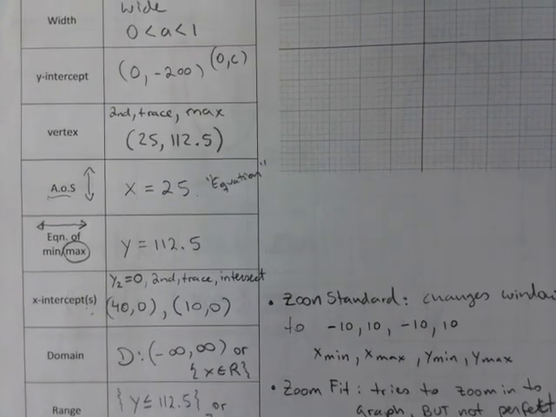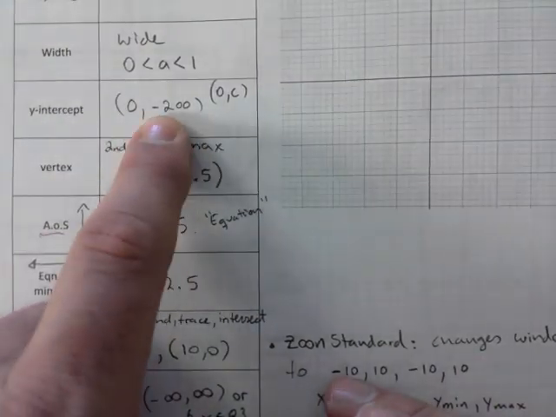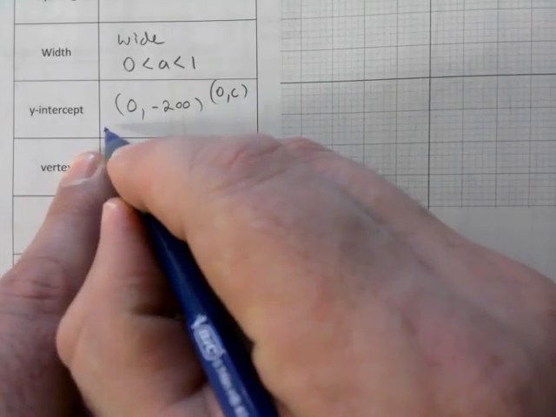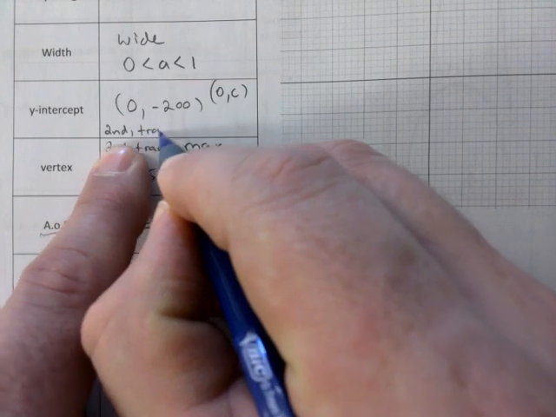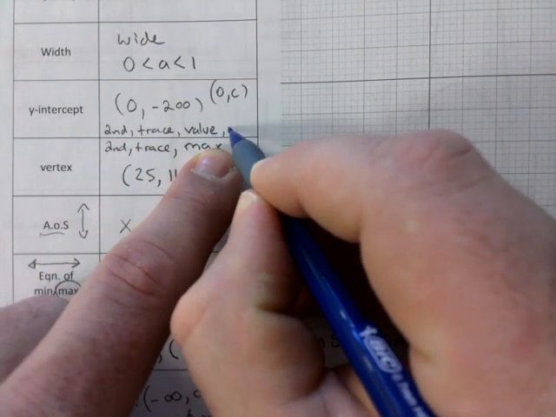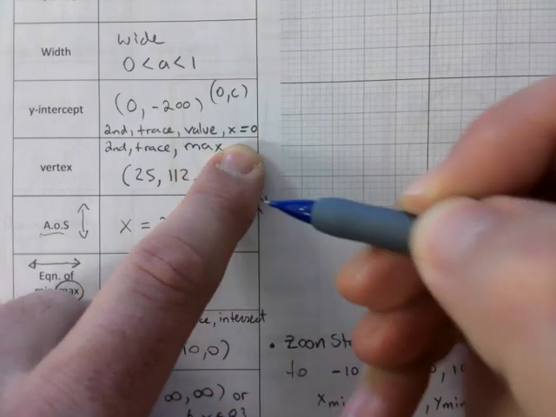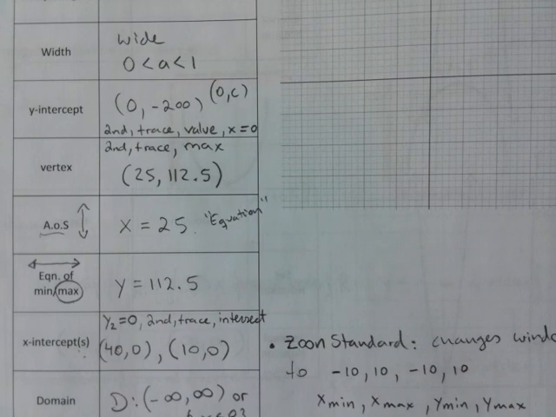There are two ways to do y-intercept. This would have been the easiest way to just state it. You can also use this second trace value, and then you let x equal to 0. I'm going to highlight all those keystrokes later on.